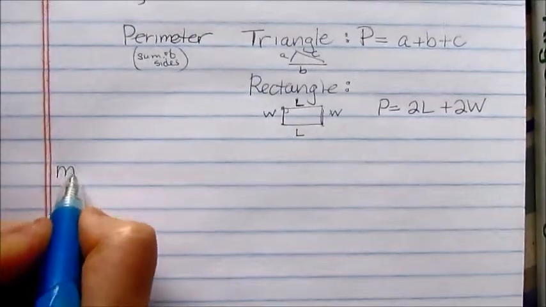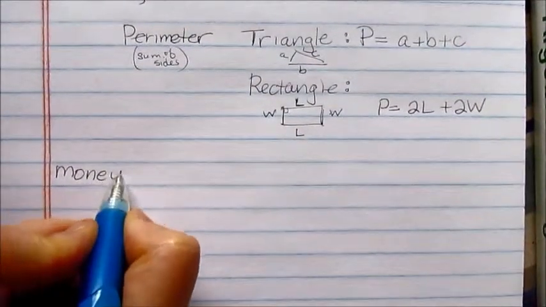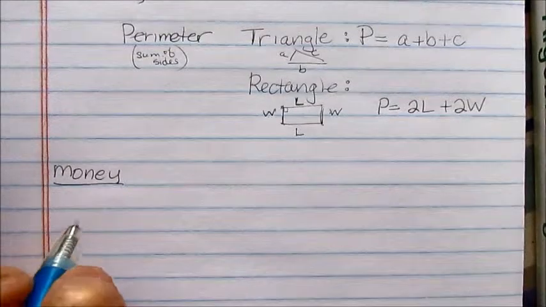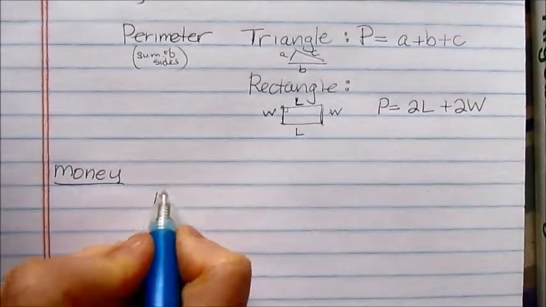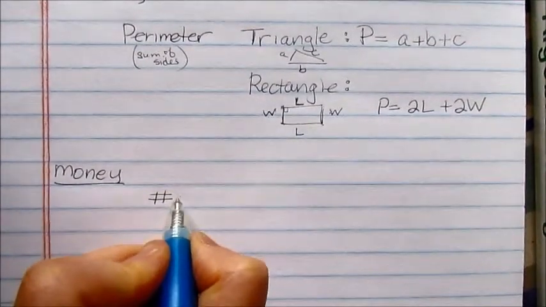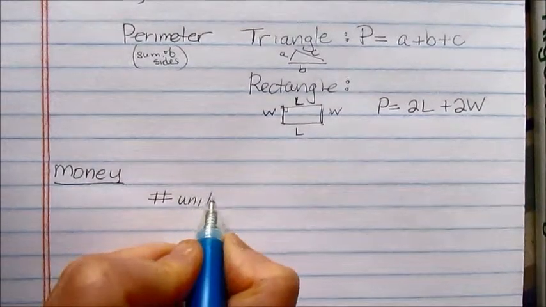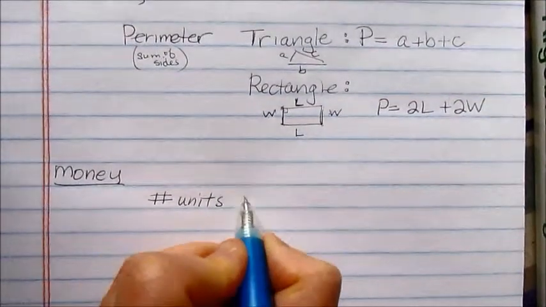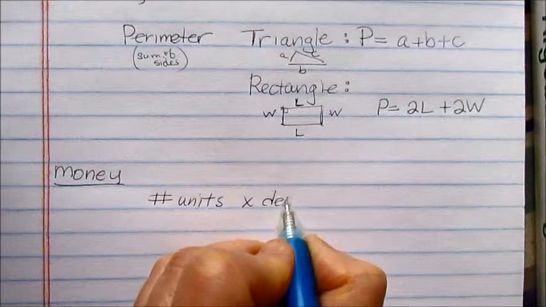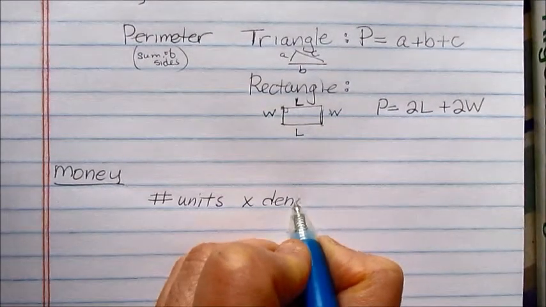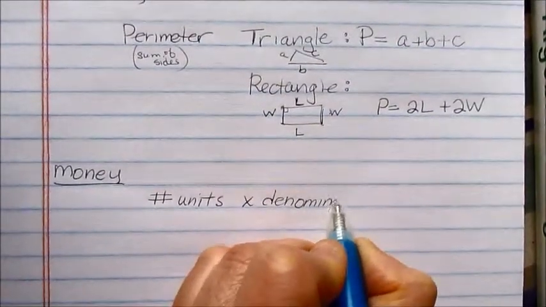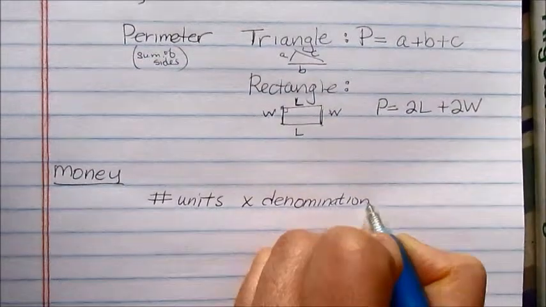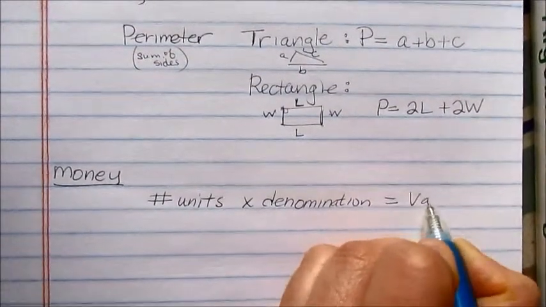And money. How do we know how much money we have in our pockets? Well, we do this all the time. We see how many coins we have, or units. The number of units times the denomination will be equal to the value that we have.